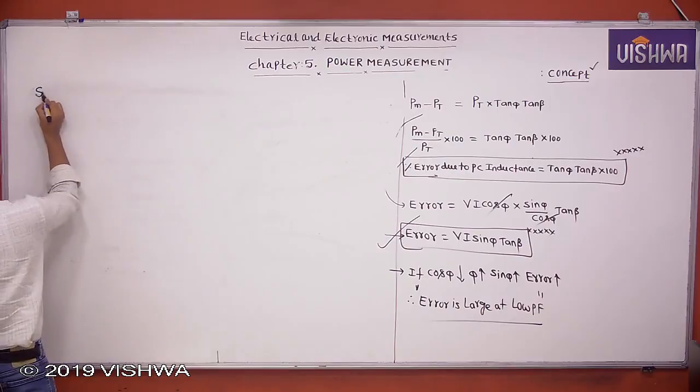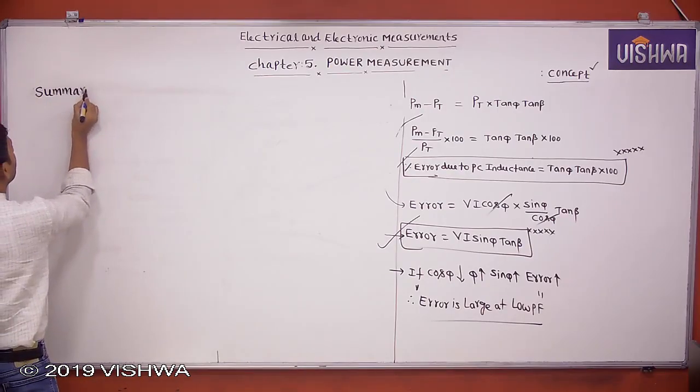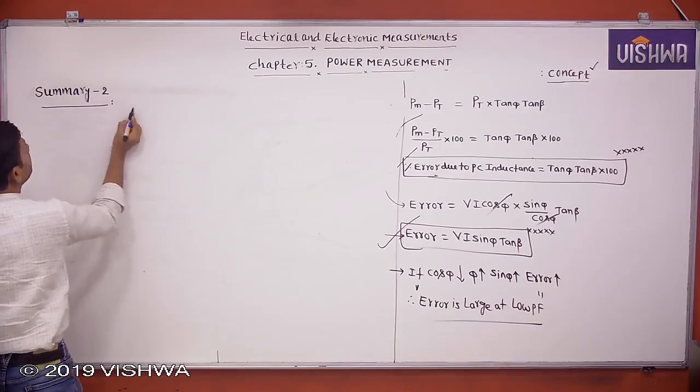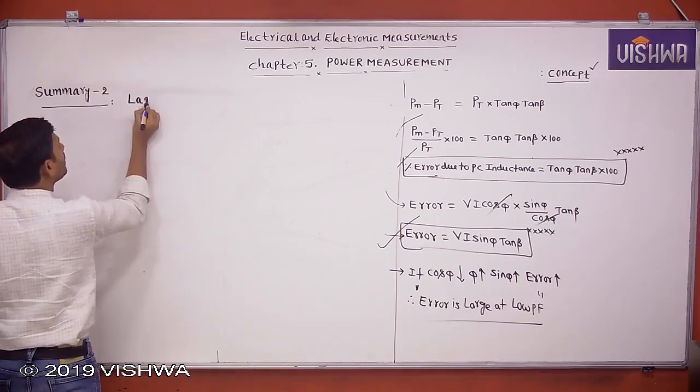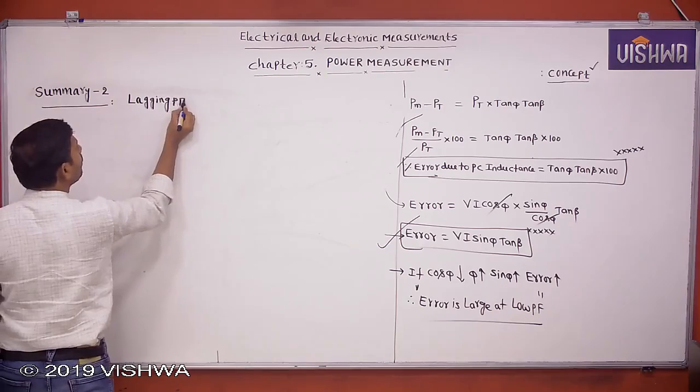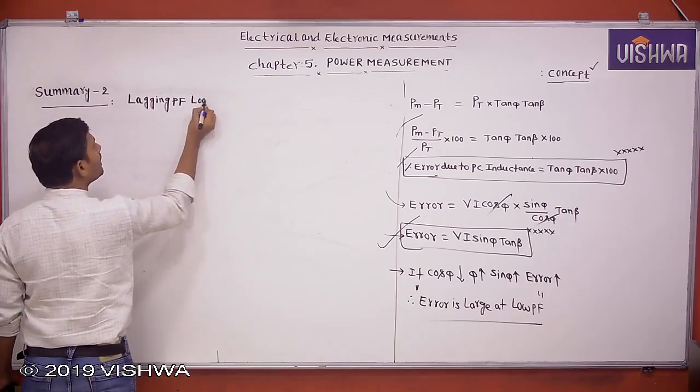The summary I am giving. This first I am giving for lagging power factor loads. What are the formulas I derived for lagging power factor loads? For leading power factor loads, how to write that I will explain.